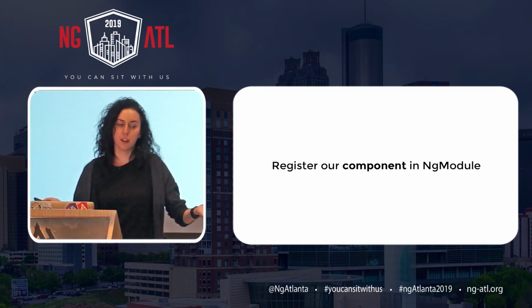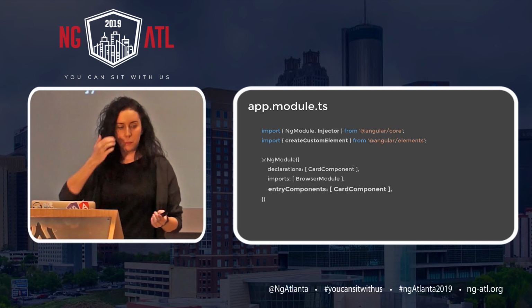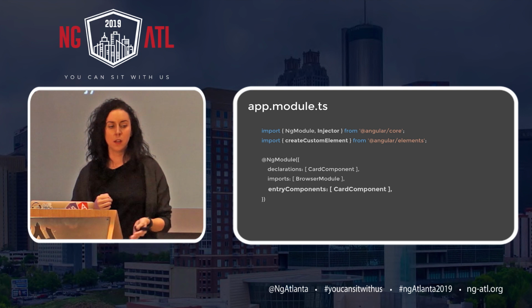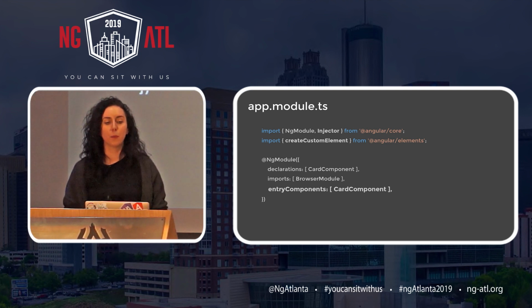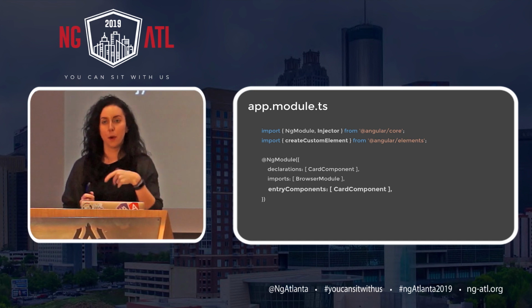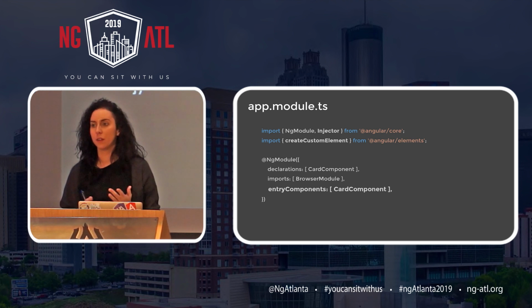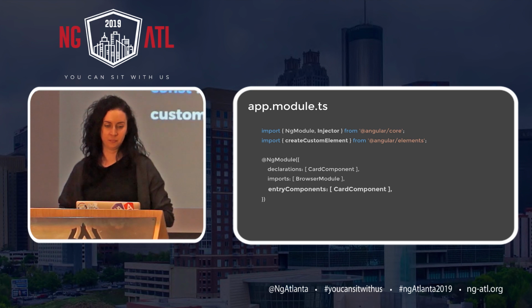And next up, we just register our component in ngModule. It's pretty simple. We just import createCustomElement, which we're going to use when we export the class. We need to remove the bootstrapping from here because we're going to add it later. And we need to add our entry components, and we need to make sure it's the component that we actually want to export, which in this case is CardComponent. And we do this so that it is exported imperatively.